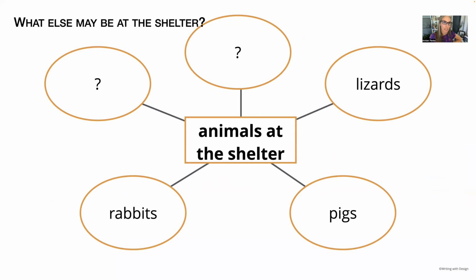So here's our brainstorming design. This is what we love to encourage everyone to use anytime you're just getting your thoughts down, you're brainstorming. What are other animals that might be at the shelter? Well, we've got lizards and pigs and rabbits. What about guinea pigs, right? That's definitely an animal that ends up at shelters sometimes. And so you can brainstorm maybe chickens and roosters, depending on where the shelter is as well.